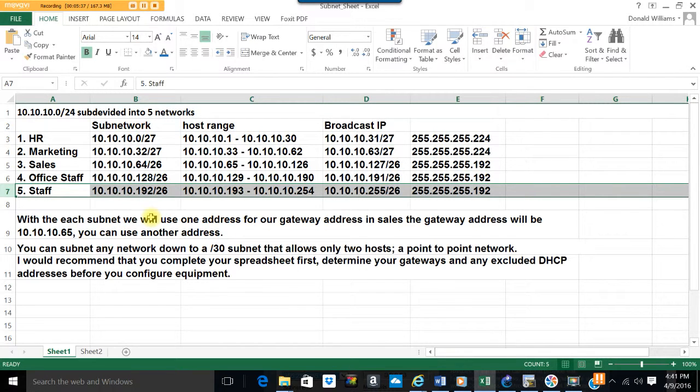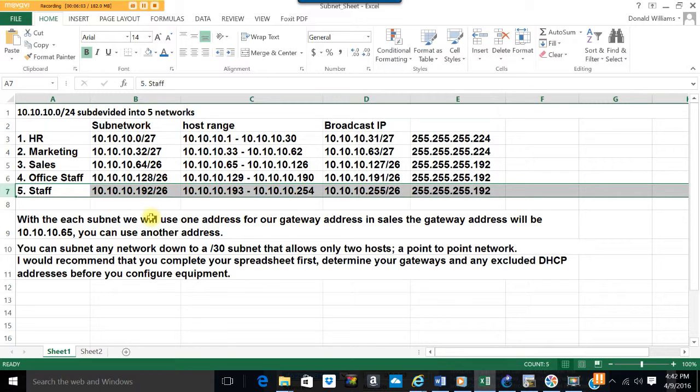And then the second office staff network is 10.10.10.192, and the IP host range of that network is 10.10.10.193 through 254, and they have a broadcast IP address of 10.10.10.255, and the subnet mask is the same as the previous two. Now, for each of our subnets, we need a gateway address and there's a broadcast address.